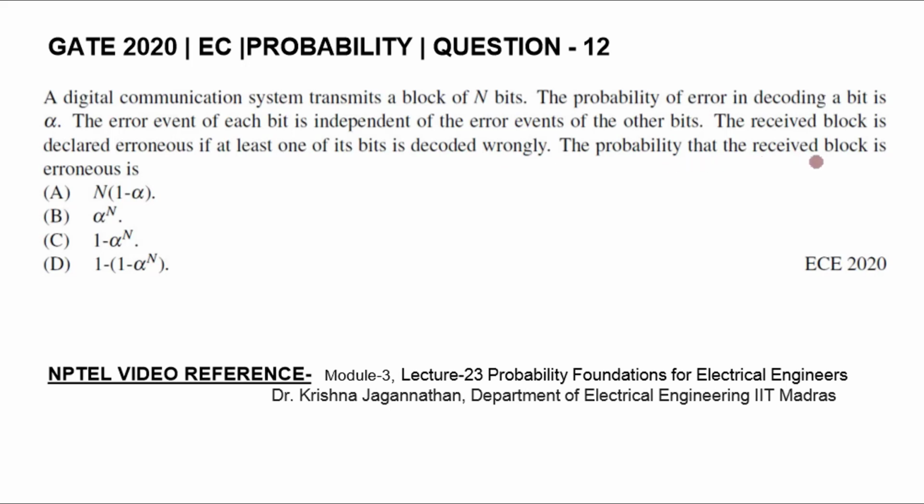The probability that the received block is erroneous is, for this question we have been given 4 options out of which one of them is correct.